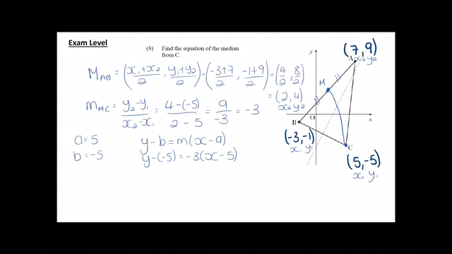I'm going to simplify and multiply out my brackets, tidy up all these negatives. So double negative here gives me plus 5. Multiply out by negative 3 gives me minus 3x plus 15. Be very careful with that double negative.